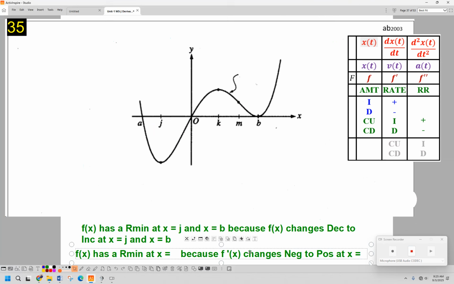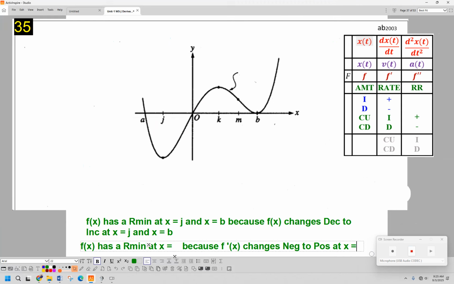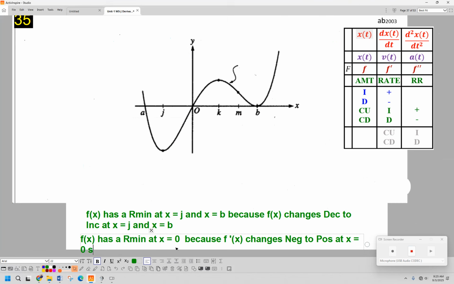Is it 0? So at x equals 0, we see the y values of f prime changing from negative to positive. Therefore, f itself will change decrease to increase at that same x coordinate. So that's why it's saying that f has a relative min at x equals 0, because f prime changes negative to positive at x equals 0. 2 points if your hand was raised.